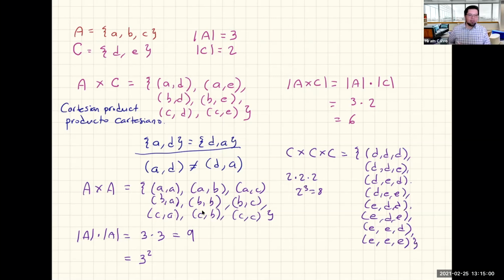Okay, then also to represent these Cartesian products of the set with itself, we will be using this notation here, A squared, and also here C 3, like to the cube.